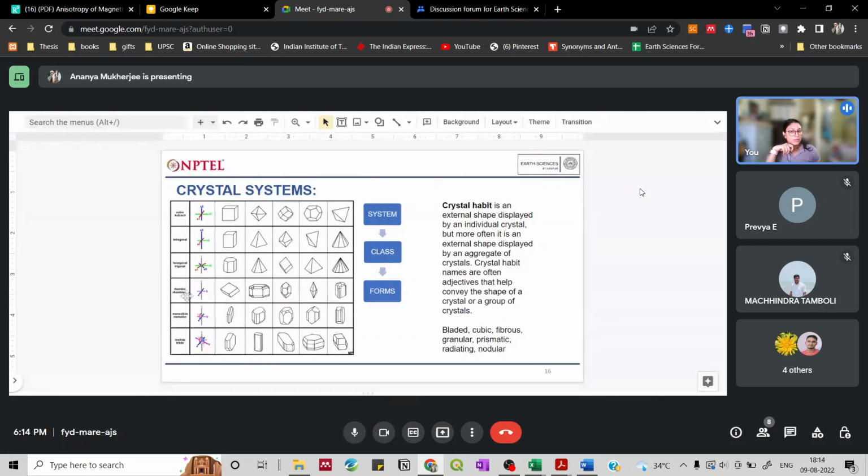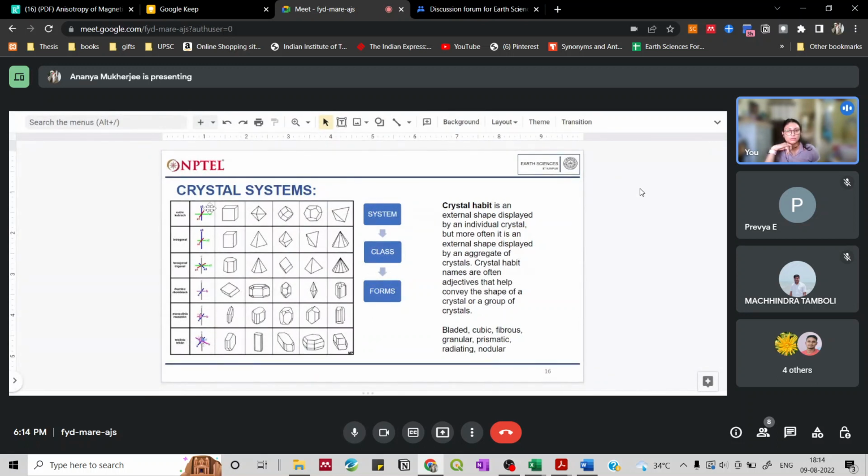In orthorhombic, all three are perpendicular to each other, but the lengths of all the axes are different. In monoclinic, one of the axes is inclined. Okay, one of the axes, and all the axes are mostly usually of different lengths. And in triclinic, the axes are not at all perpendicular to each other, and they all have different lengths.